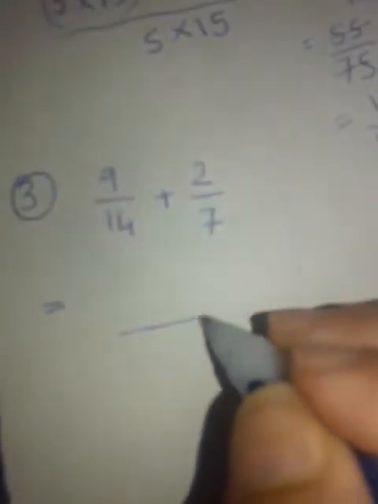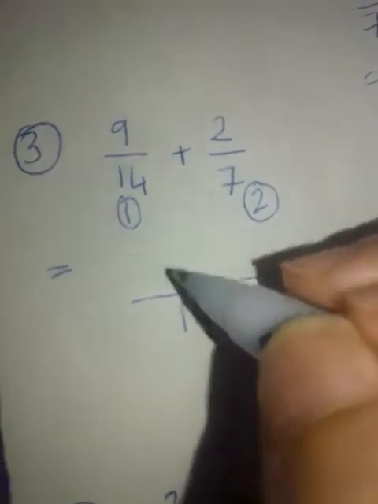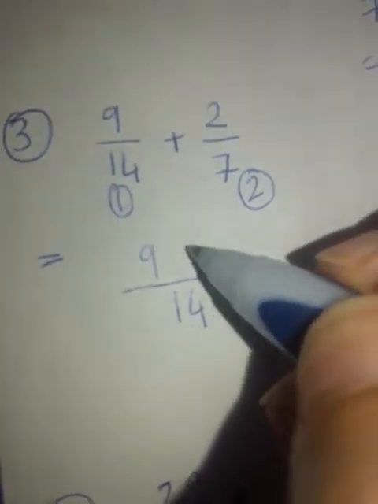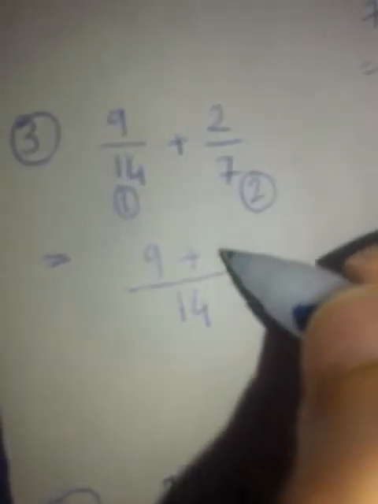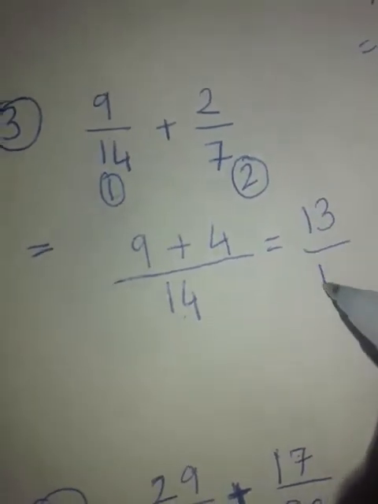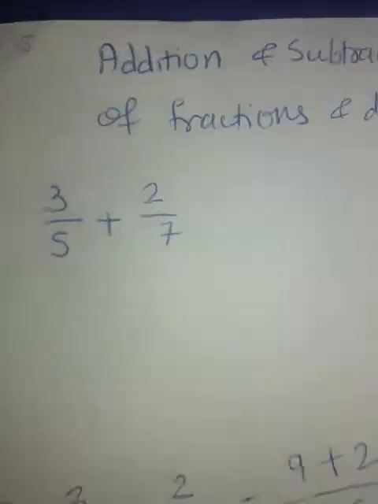9 upon 14 plus 2 upon 7. LCM is 14. 14 1s are 14 and 7 2s are 14. Relation between them. Now this into this. 9 into 1 is 9. 2 into 2 is 4. So answer is 13 upon 14. Sum over. Now let's move to the first sum.